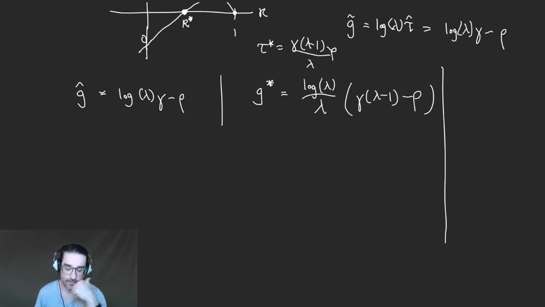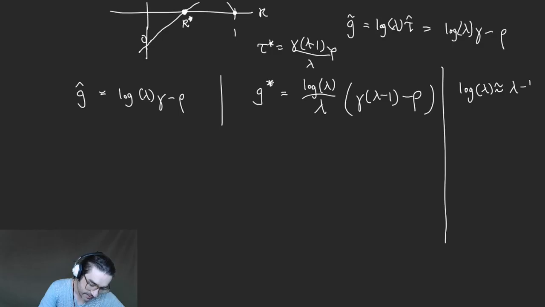Think about the log of lambda. For small lambda, that's going to be approximately equal to lambda minus one, because if lambda is one, the log of lambda is zero, and lambda minus one is also zero. If you take a Taylor expansion of the logarithm around one, it's approximately linear with slope one. But then there's that offset. To first order, those two are the same.